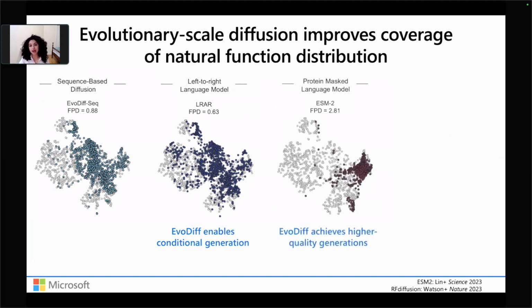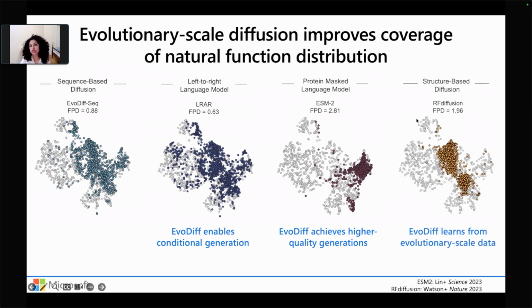Similarly, if we now compare to samples from a masked language model, like the protein model ESM, we see that the generations are biased towards a specific subset of this functional space, which we can attribute to the fact that EvoDiff achieves higher quality generations due to explicitly being trained for a generative task.